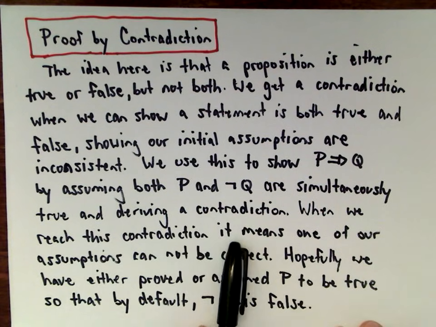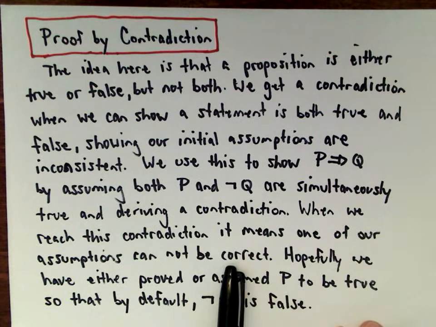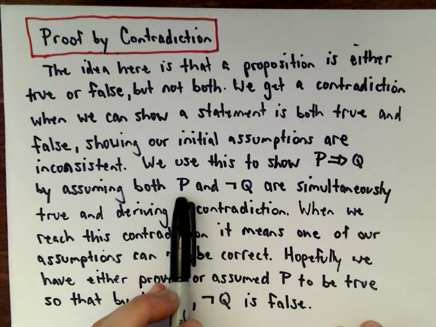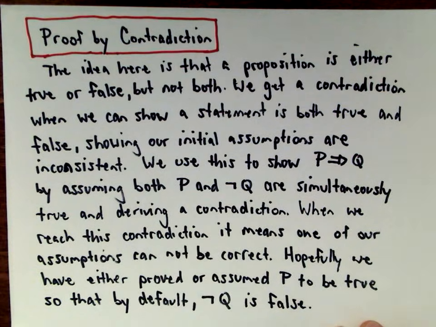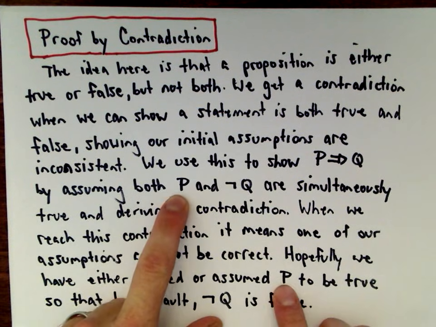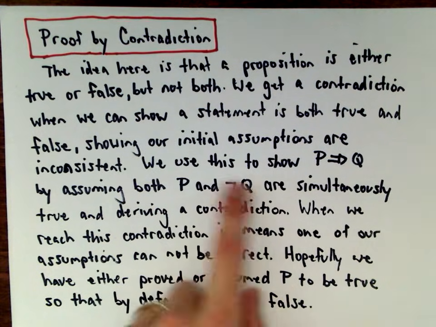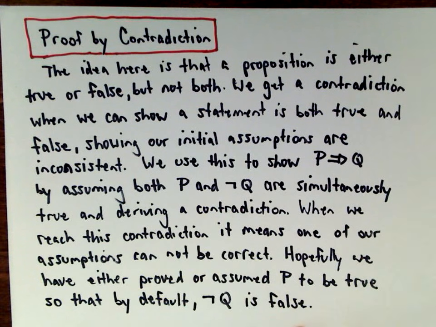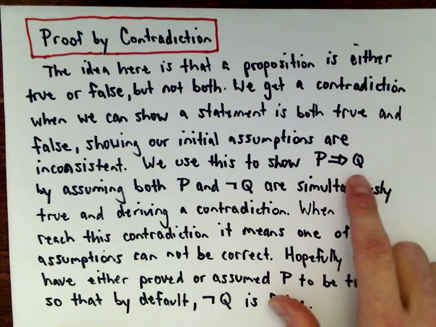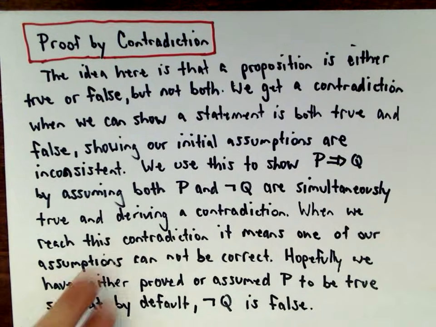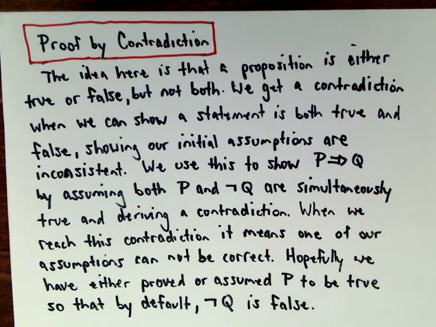When we reach this contradiction, it means that one of our assumptions cannot be correct. Either our assumption about P is not correct or not Q is not correct. Typically we'll assume that P is true, so by default, the inconsistency must be that not Q is false. And if not Q is false, that means that Q is true, and that's what we want to do. Okay, so let's look at our example here. Let's prove again that if A and B are consecutive integers, then the sum A plus B is odd.